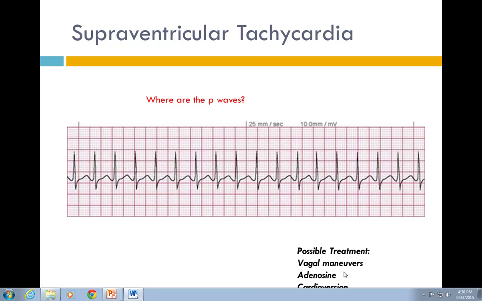We can use medication like adenosine. Adenosine will actually stop the heart for a brief second. It's a medication and it lasts a very short period of time. And lastly, if that doesn't work and the patient's unstable, we could cardiovert, which is providing a little bit of an electrical shock to the patient to try to get them out of this rhythm. So that's supraventricular tachycardia, otherwise known as SVT.